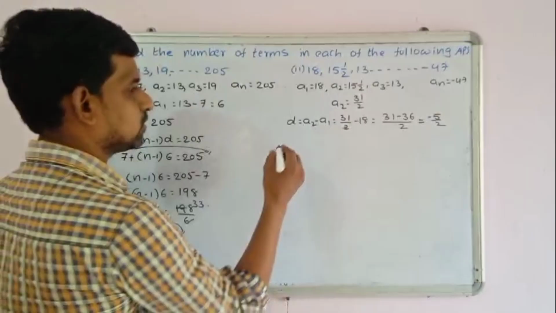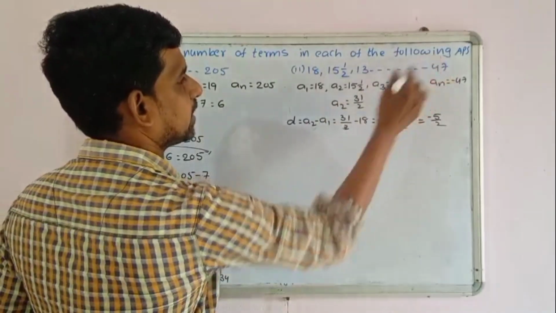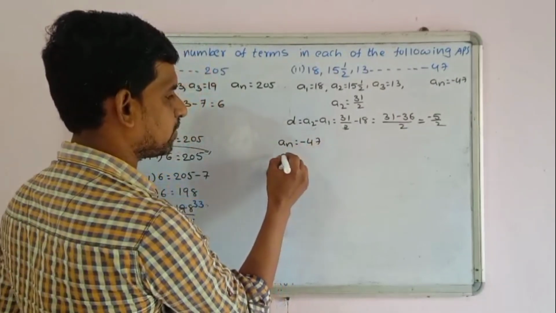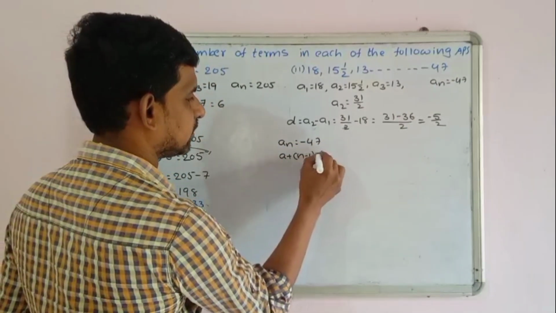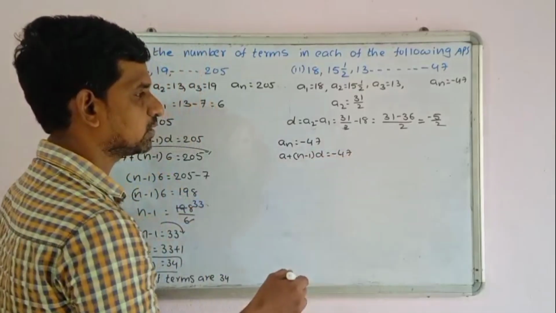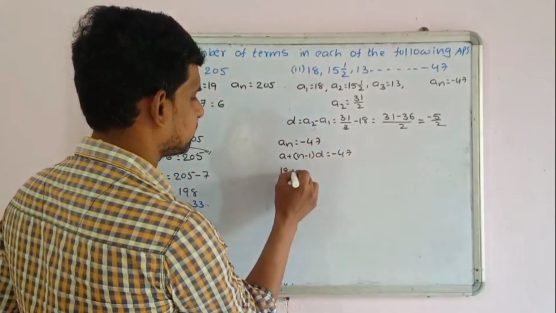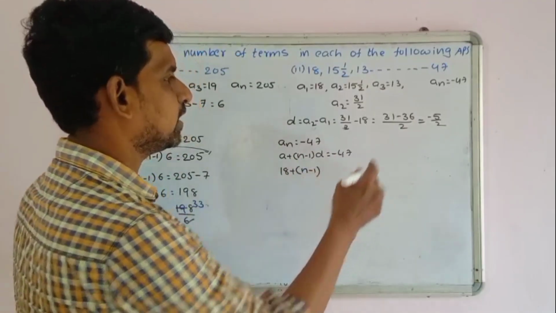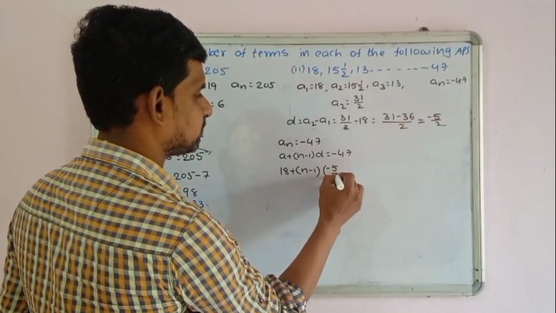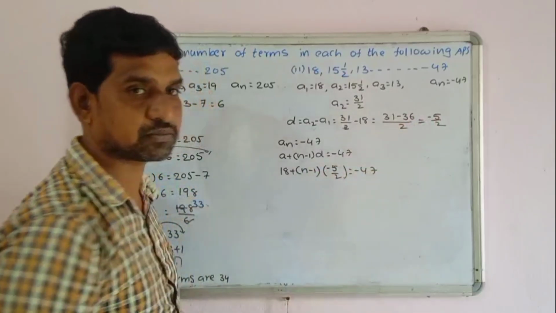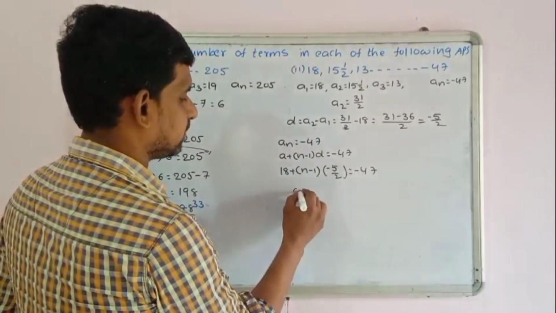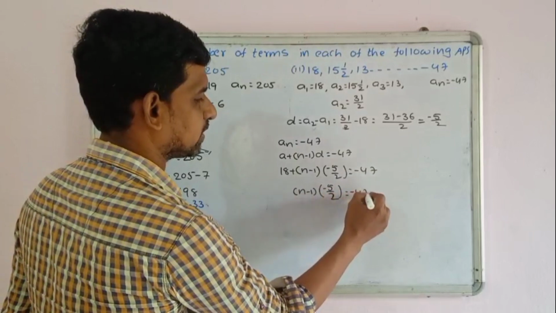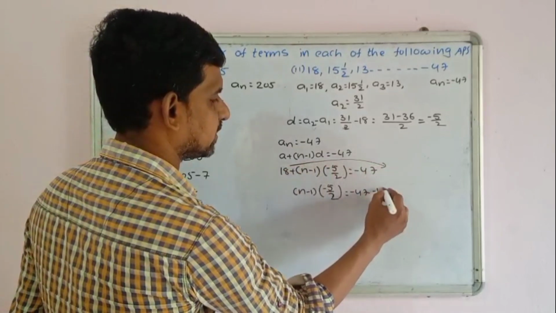How many terms? So for that, first the given an. So how much is an? An equals minus 47. So the an formula: a plus n minus 1 into d equals minus 47. So here the a value is 18, plus n minus 1. I don't know the value of n, first we will find that one only. n minus 1, the d value is minus 5 by 2, equals minus 47. So n minus 1 into minus 5 by 2 equals minus 47. 18 transpose to the right side, minus 18.